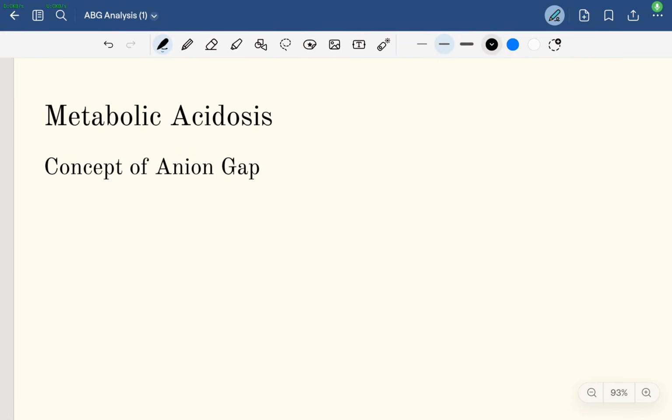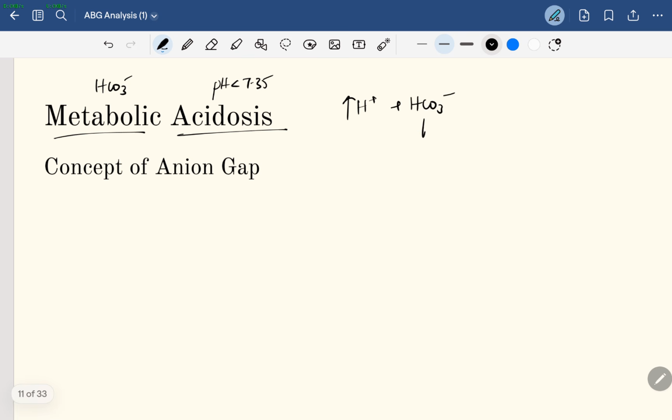So the first primary acid-base disorder we'll be discussing is metabolic acidosis. As the name suggests, acidosis is just pH less than 7.35, and metabolic refers to an alteration in bicarb. Now, what alteration in bicarb will we see here? Of course, in acidosis, there will be increased H+, which binds to bicarb. As a result, there will be depletion of bicarb, which manifests as low bicarb. This is what you need to remember.